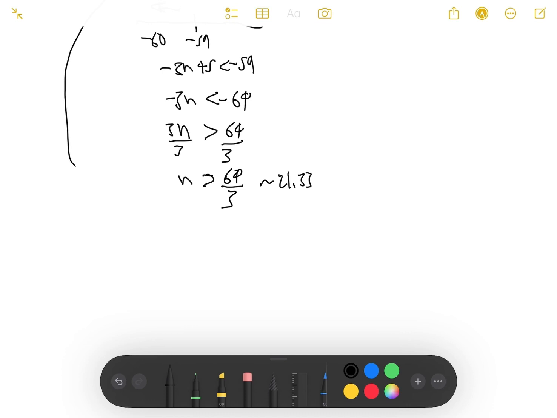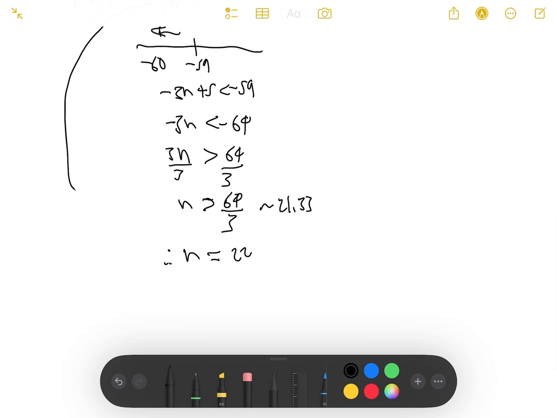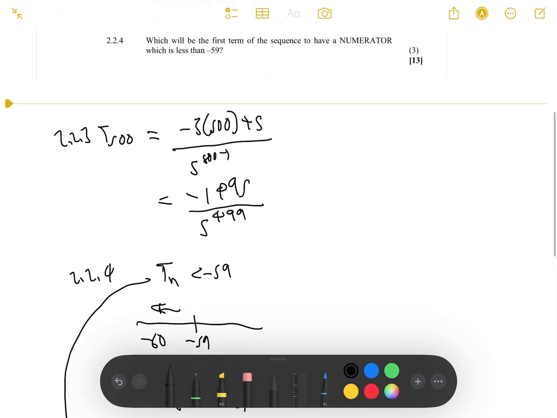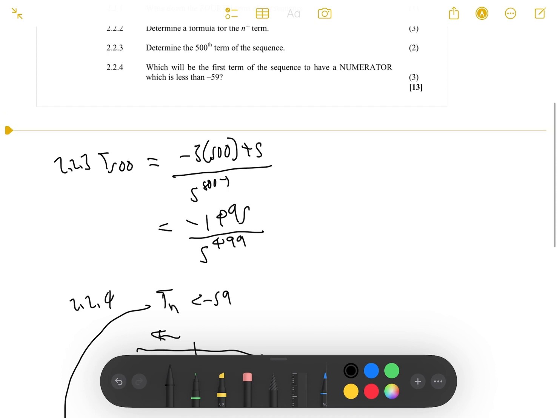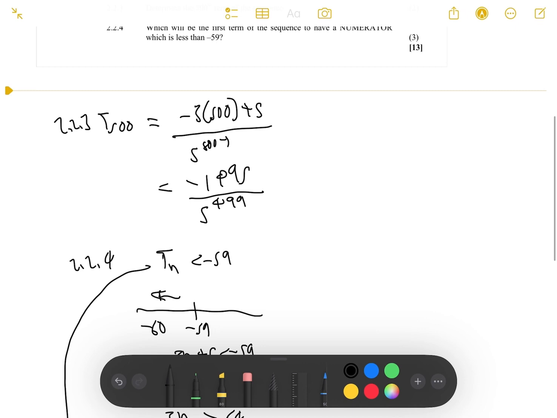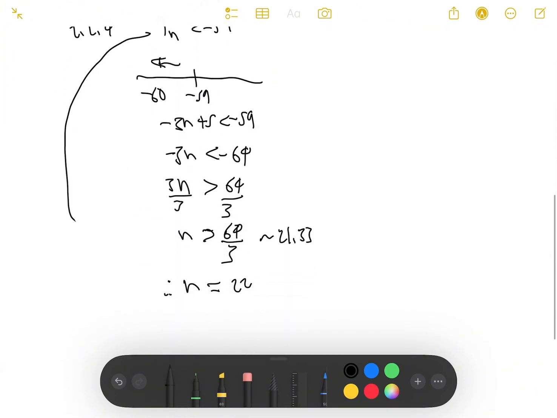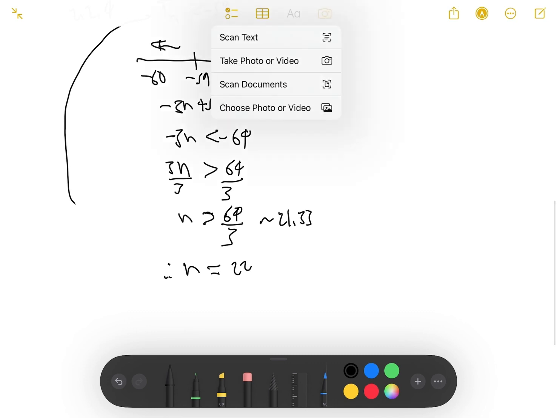And then therefore we can conclude that n is equal to 22, since the term 22 is the first term that is less than negative 59, right? So yeah, that is the answer for 2.2.4, I mean. And now let's move on to question 3.